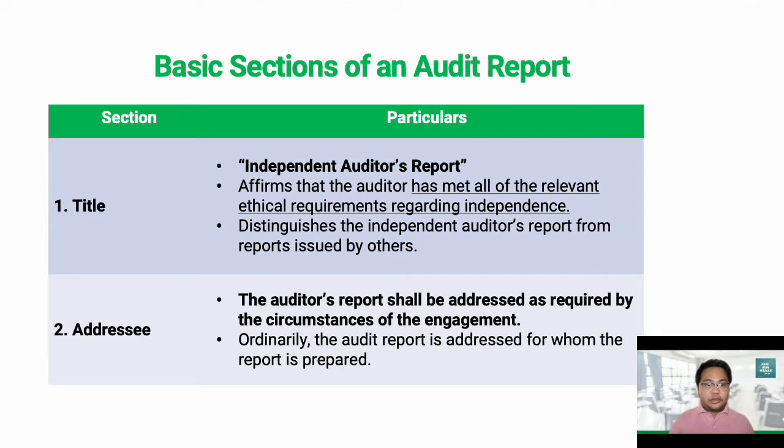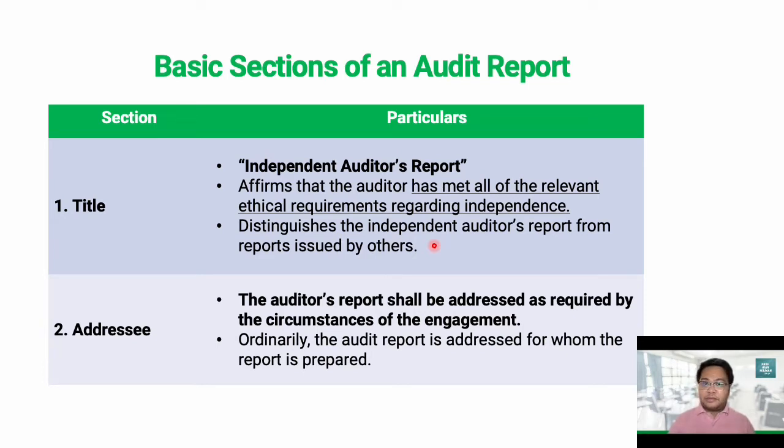The first section of the audit report is the title. The title of our audit report is standard. It should be the independent auditor's report. By using the modifier independent in our audit report, it means that as auditors, we are able to meet all the relevant ethical requirements regarding independence. And also, this title distinguishes our report from other documents that may come together with our report.